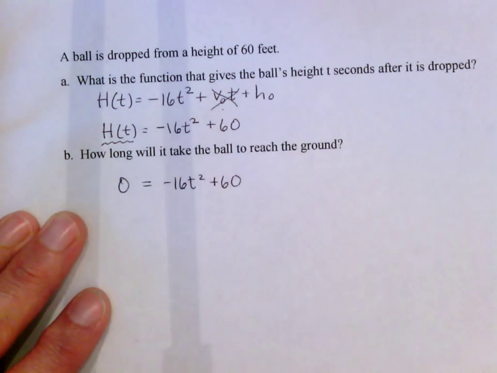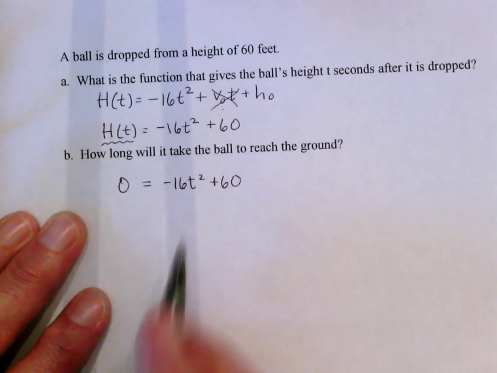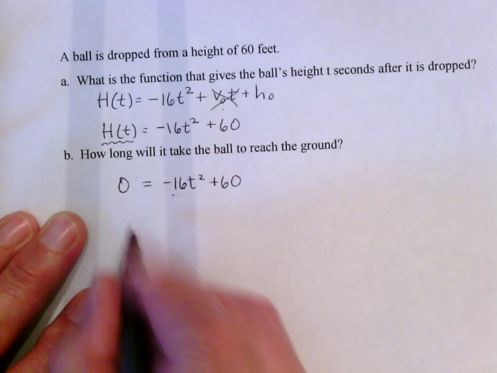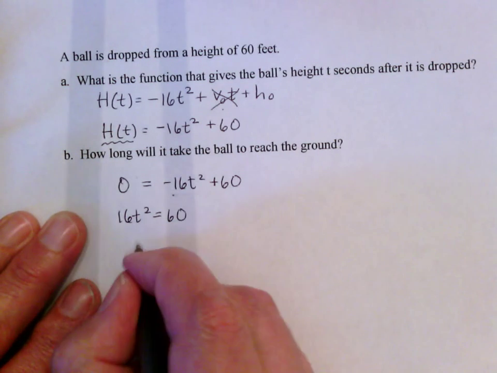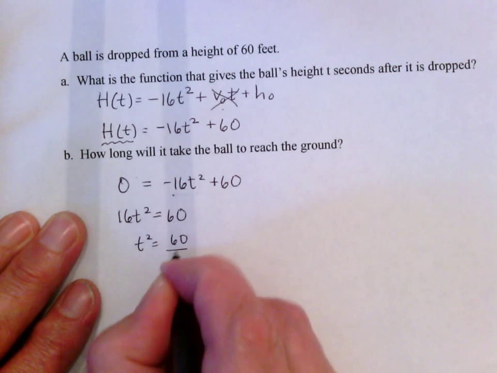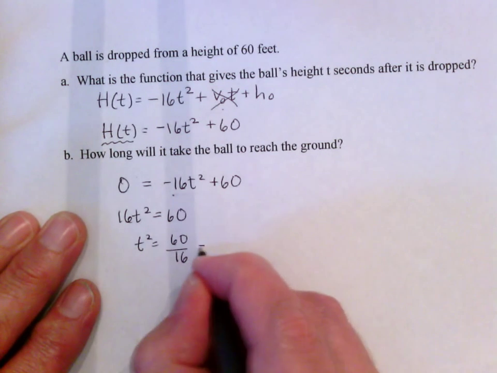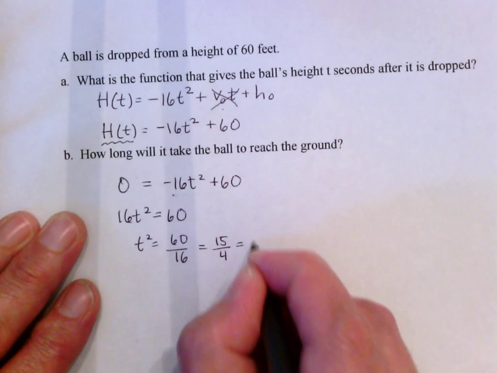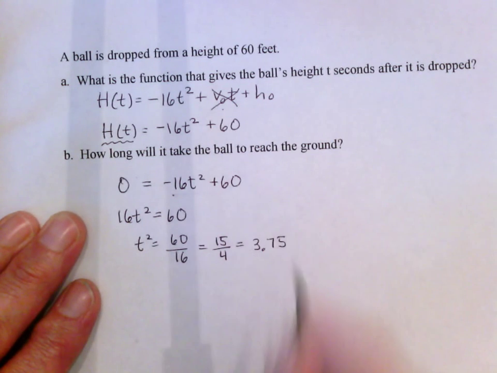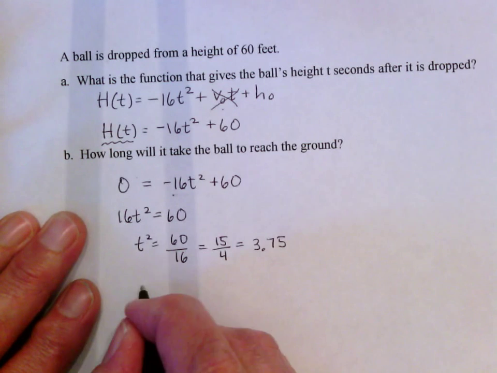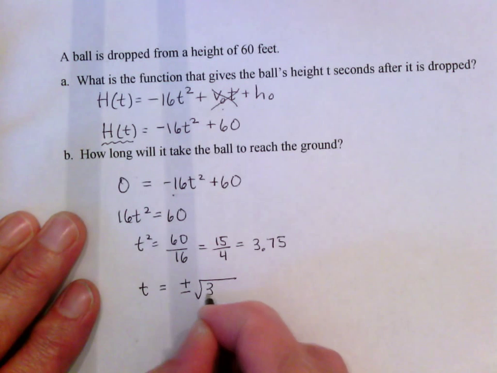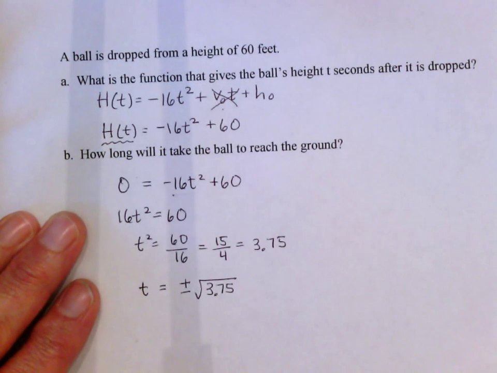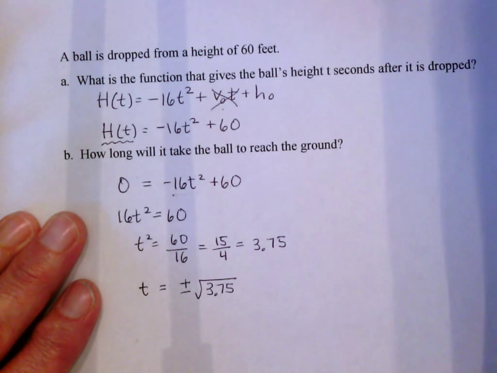And when I go to solve this equation, since there's no t term, I can just take the negative 16t squared over to the other side of my equation, divide both sides by 16, which simplifies a little. That's 15/4 or 3.75. And then take the square root of both sides. Again, the theoretical solution would have 2 possible square roots, plus or minus the square root of 3.75.